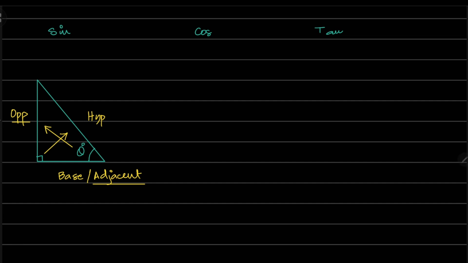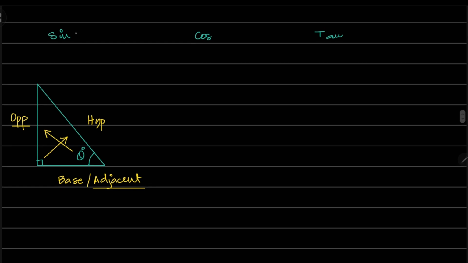Now, if you're in a situation where you're supposed to find out, okay, let's see, what is sine? Sine will be when you are talking about one angle and they're talking about one opposite side, and they're talking about the hypotenuse side.